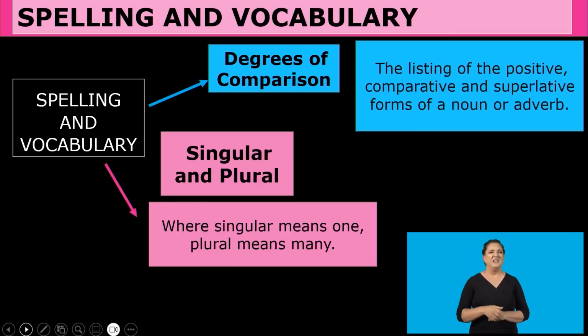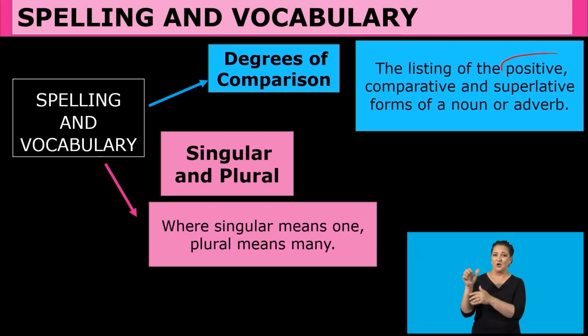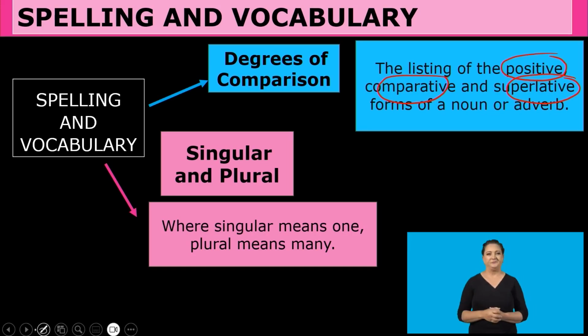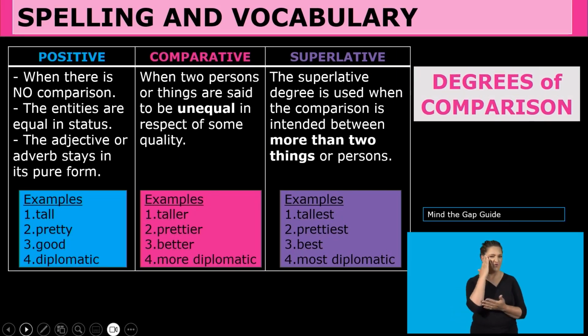So in our spelling and vocabulary segment, we're going to look at degrees of comparison, and also we're looking at singular and plural. So remember, degrees of comparison is the listing of the positive, comparative, and superlative. Now remember, there are three categories in which we are going to compare a noun or a verb, all right? And we're going to dig into that later as we progress. Singular and plural, where singular means one, all right? Plural means many, okay? So I'm sure that that is something that you're quite familiar with. So let's dig in quickly.